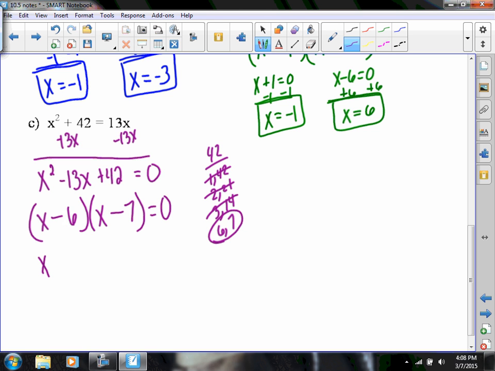And then I'll set each little parenthesis equal to 0 and solve. x minus 7 equals 0. And when I add the 7 over, x equals 7.